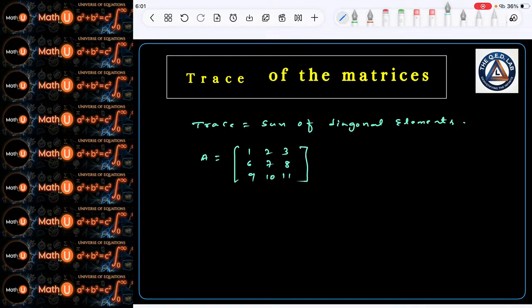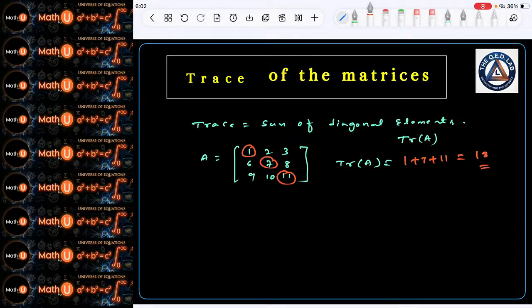The trace of the matrix, we denote it like this, trace of A. Trace of A is equal to the sum of diagonal elements. What are the diagonal elements here? These are the diagonal elements. The sum of these elements, we get 18. This is the trace of the matrix.